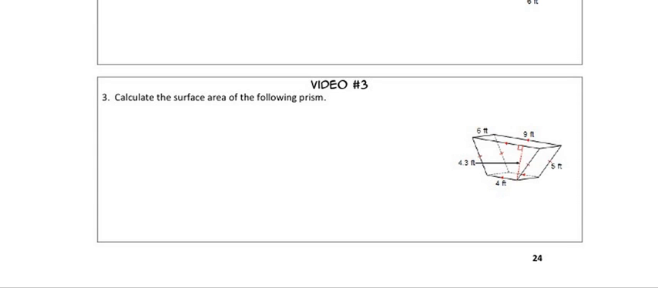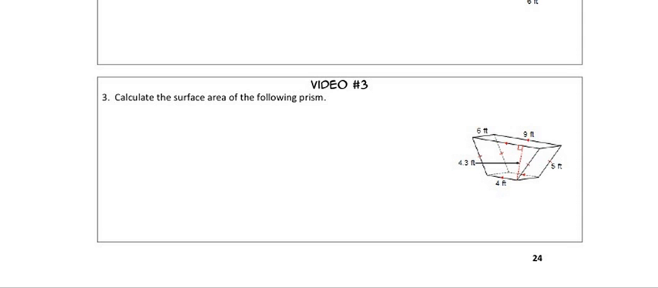And here is the problem for video 3. We're asked to calculate the surface area of the following prism. Now, in order for us to calculate the surface area of any three-dimensional figure, we do have to find the area of each of the faces, and then we can add them all together.